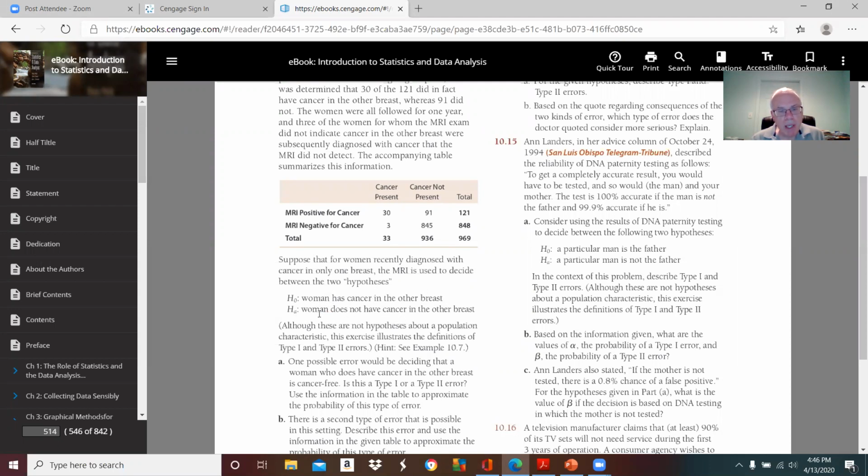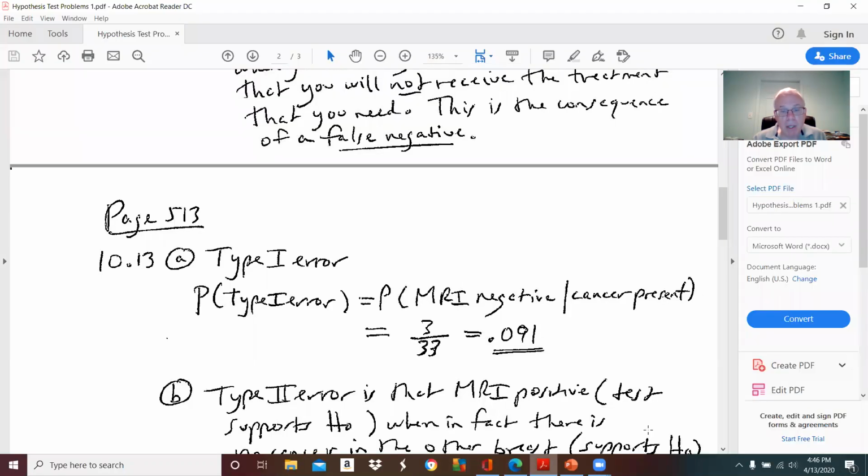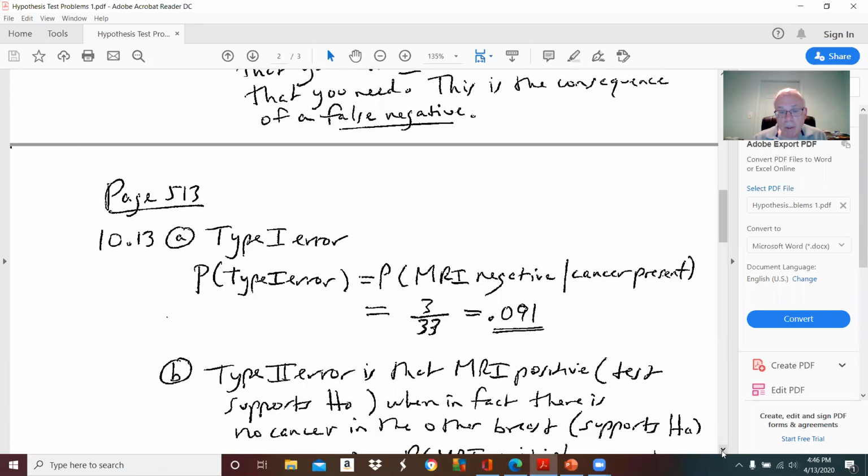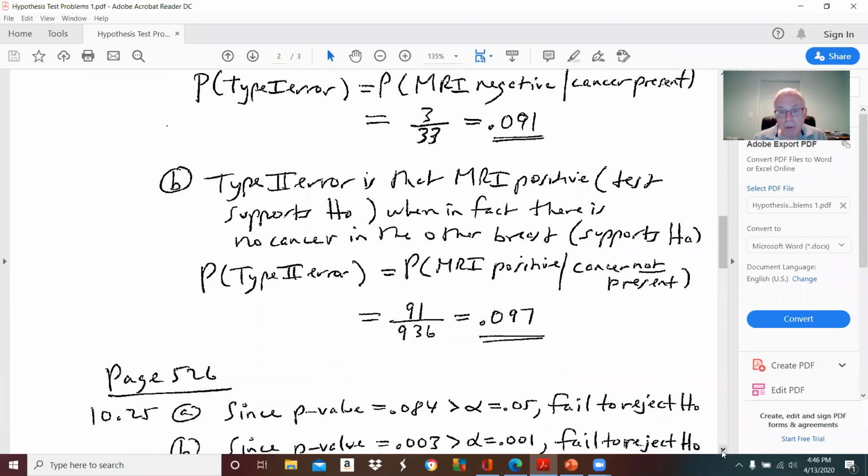So the woman in reality does not have cancer. It would be this column here. But the MRI is positive for cancer. That would be the type 2 error. The total number of women who don't have cancer in the study was 936. The total women where there was a type 2 error would be 91. 91 divided by 936 is the estimate of the probability of a type 2 error, and the answer is 0.097.